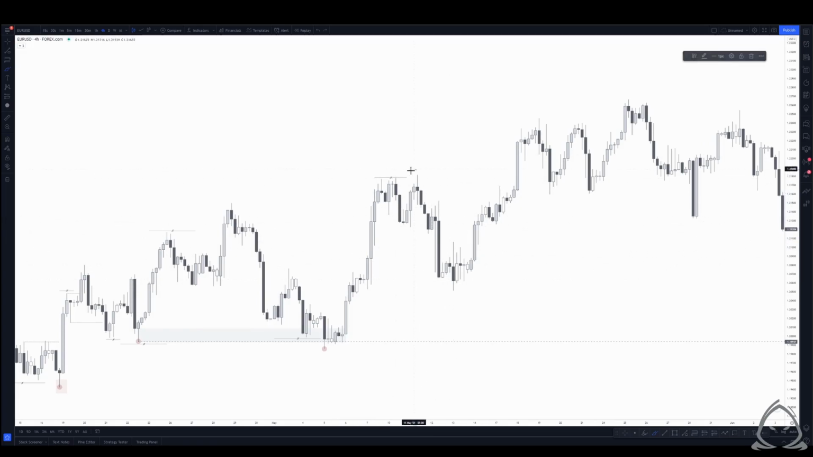If we are going to classify this as a protected high, what do we need to see? We need to see liquidity being taken, a change of character, and the previous swing structural point, the low that created this high, to be taken. Now what do we see? We see that price does not take that low and instead moves to the upside.